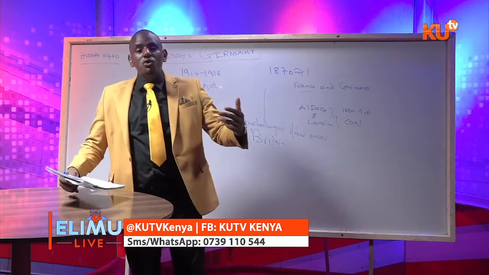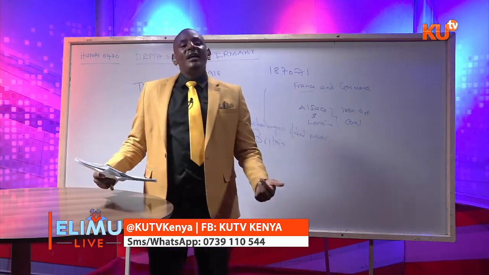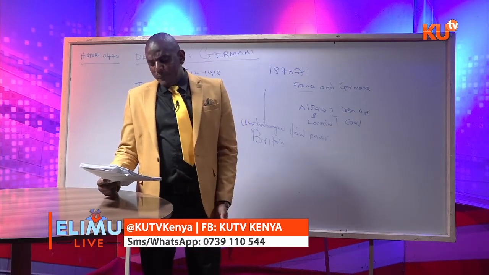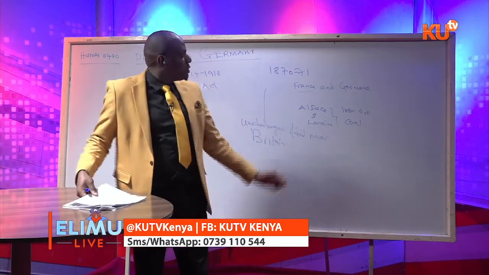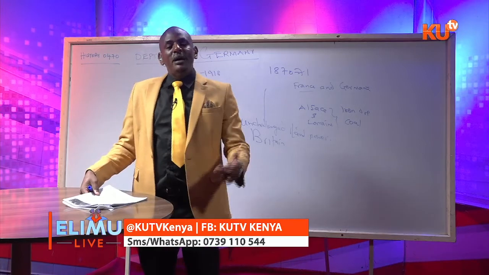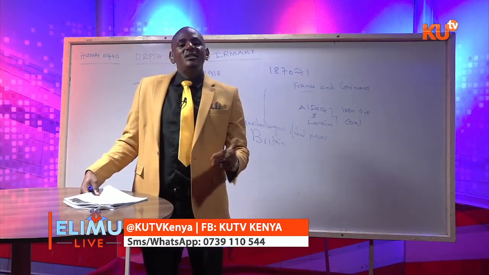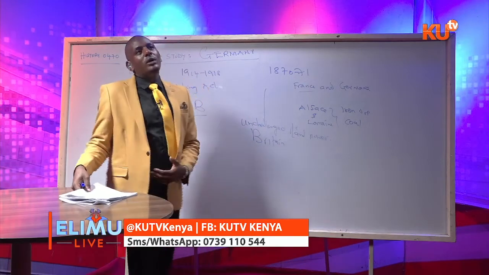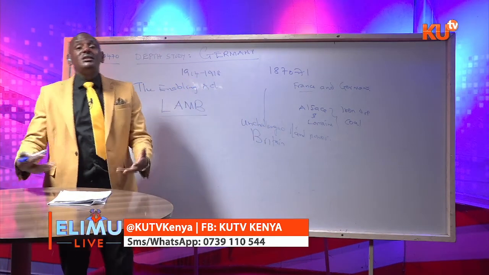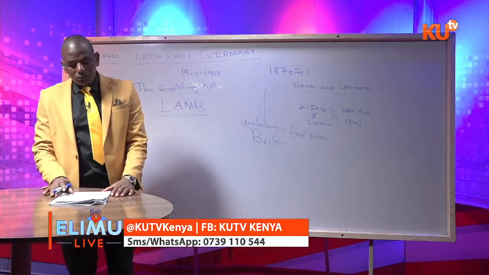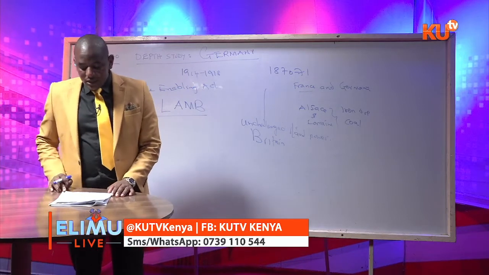They're telling you you're going to lose 13% of land and 6 million of your people. Alsace and Lorraine, which were rich in iron ore and coal, have gone back to France. Suppose you are an ordinary German, how are you likely to take this particular treaty that you have signed?